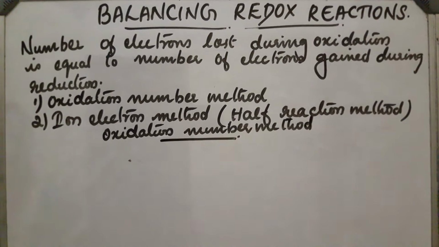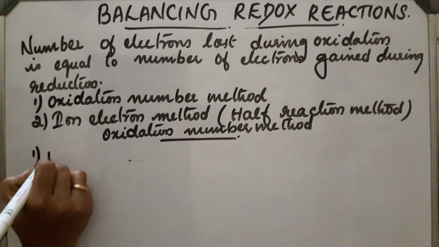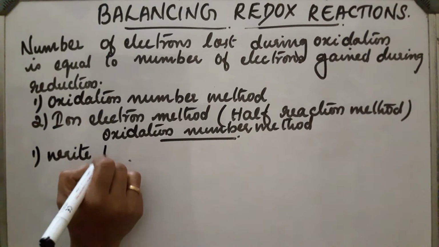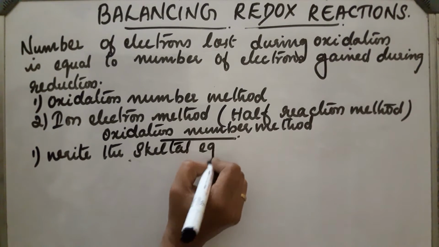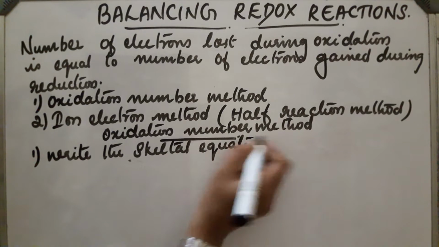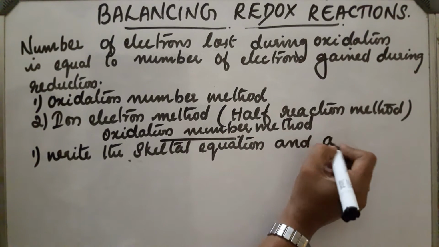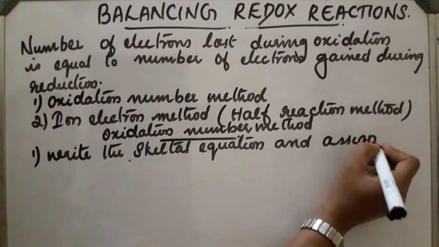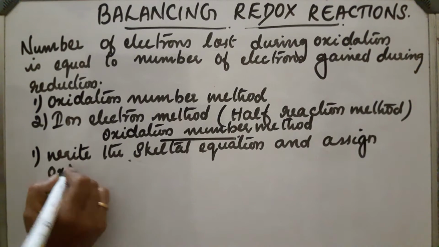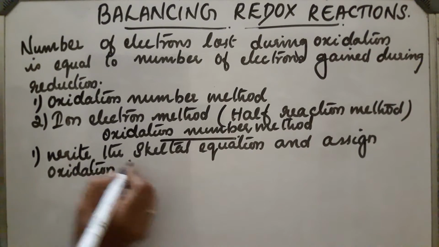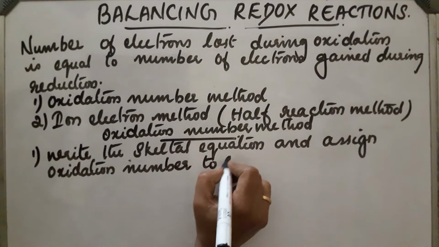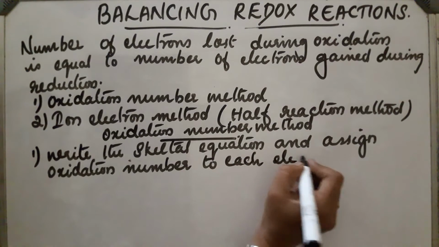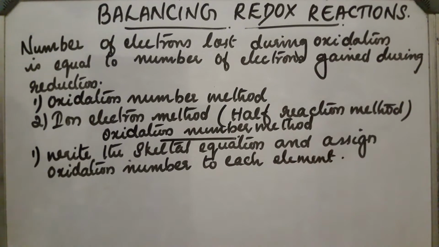The various steps involved in this method are, first one, write the skeletal equation and assign oxidation number to each atom. Assign oxidation number to each element in the equation.